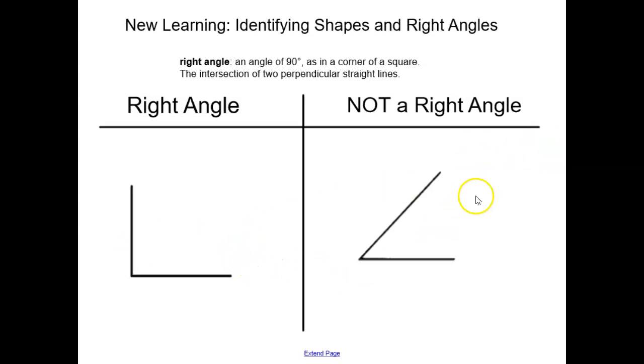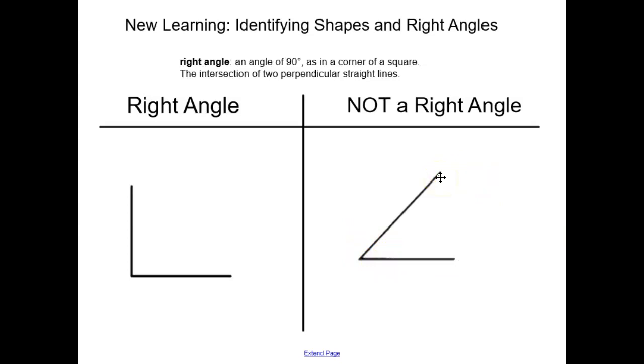This angle is not a right angle because you'll notice that the sides do not meet. They are not perpendicular. You'll see that this angle is smaller than this 90-degree angle. Look, it's not straight down and straight across. It's slanted. So it's not a right angle.